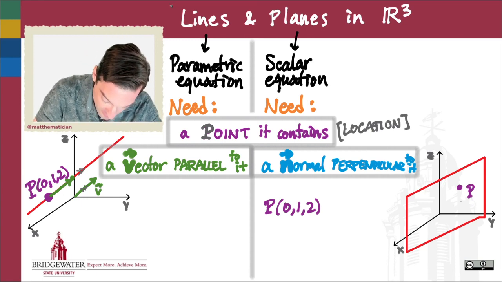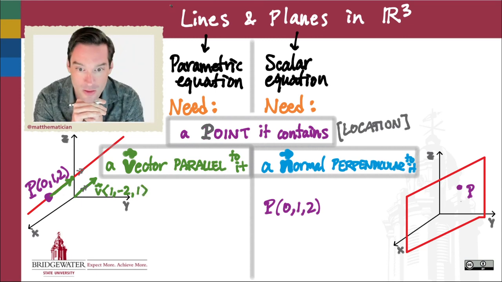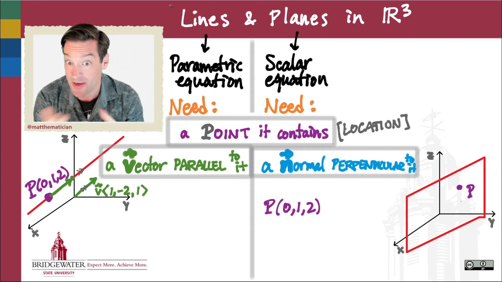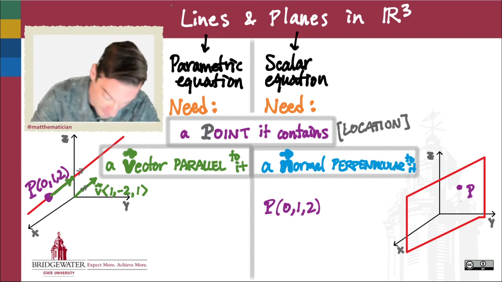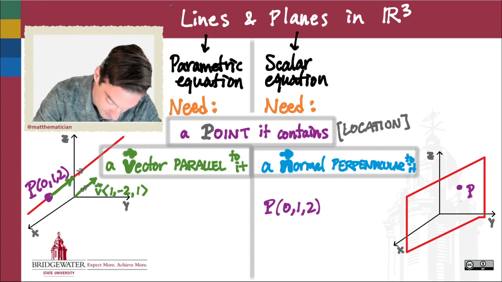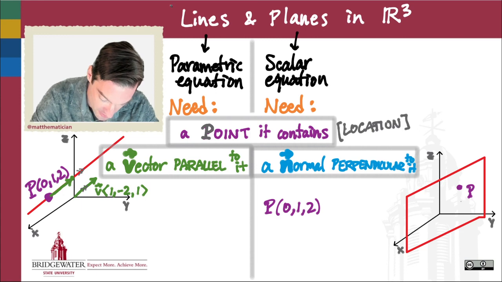Let's pick some coordinates for this vector. I don't know, let's say it's 1, -2, 1, or something like that. All right, so a point and a direction vector are sufficient to determine an equation for a line. A point and a normal vector are sufficient to determine an equation for a plane.